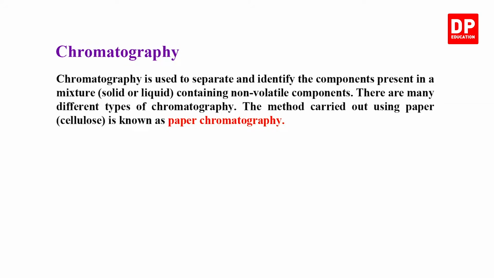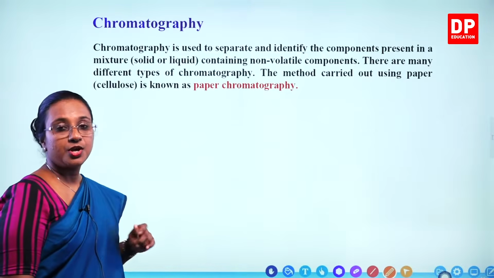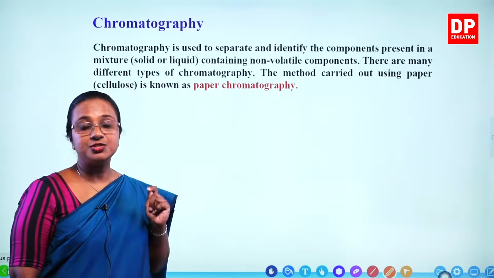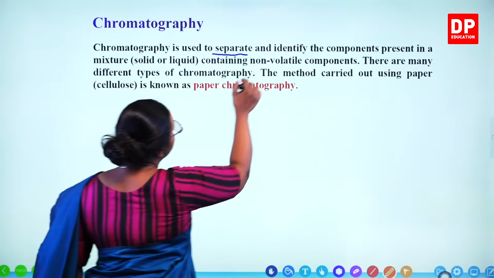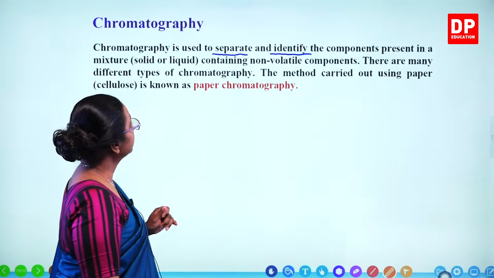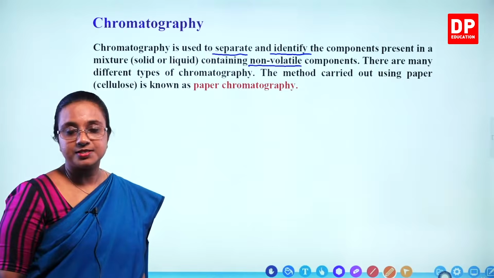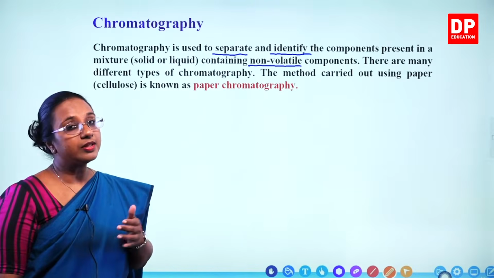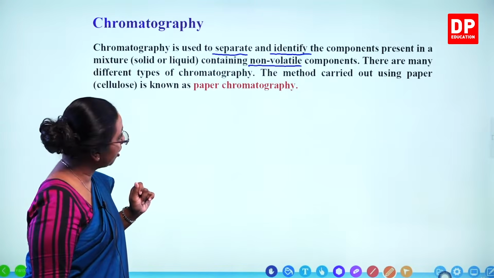Chromatography is used to separate and identify the components in a mixture that can be a solid or a liquid containing non-volatile components. So this is a technique that is used for two purposes. One is to separate the components and the other is to identify the components. And also they are a mixture of non-volatile components. It can be in the solid state or the liquid state. And there are many different types of chromatography.